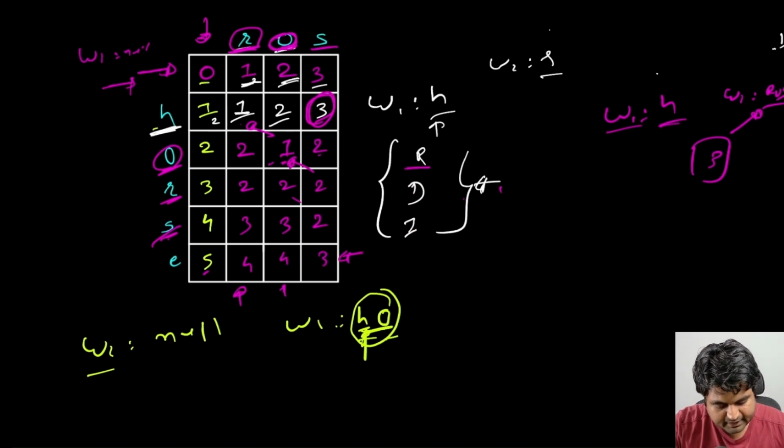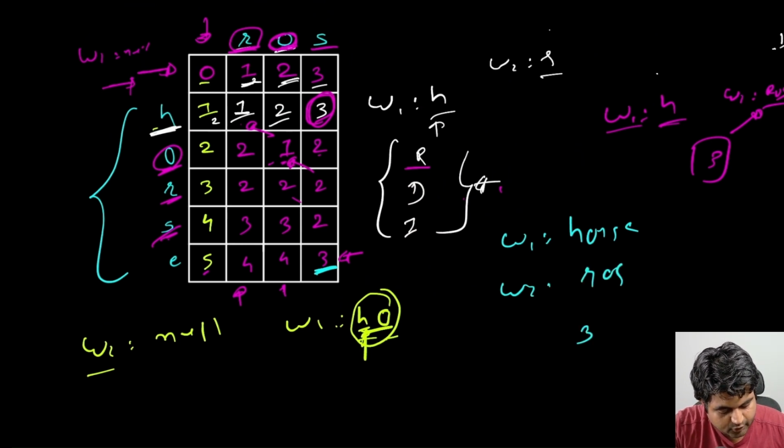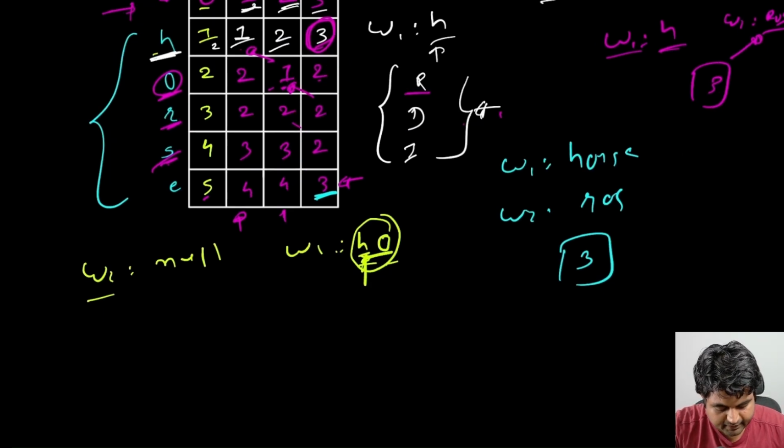And whatever the last value we have on this 2D array, that would basically define that if word 1 was the full value, HORSE, and if word 2 was the full value, ROS, then it would take 3 operations to build word 2 from word 1. And we can return 3 as the answer. So this is going to be the whole solution.